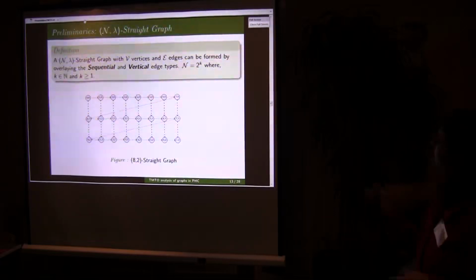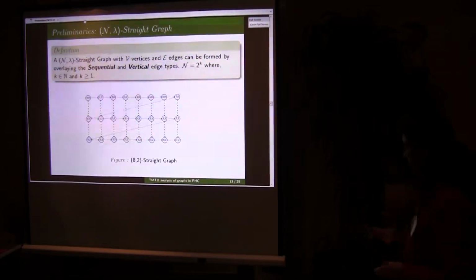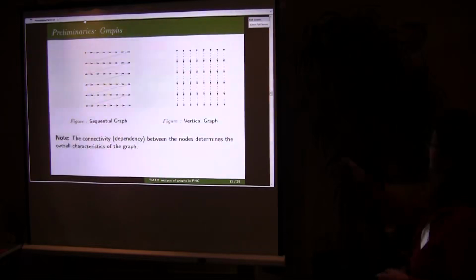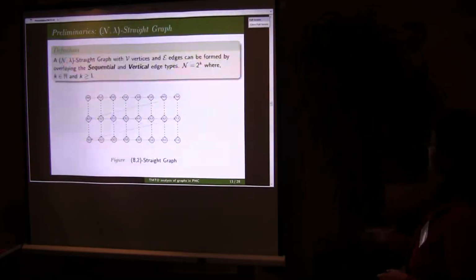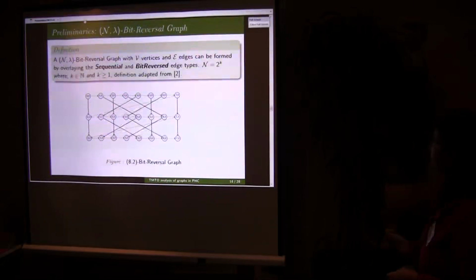Next we defined the straight graph. The straight graph is the overlapping of the sequential and vertical graphs. If you remember, this is sequential, this is vertical, and now this straight graph has both the relations, sequential as well as vertical. So we call it the straight graph.